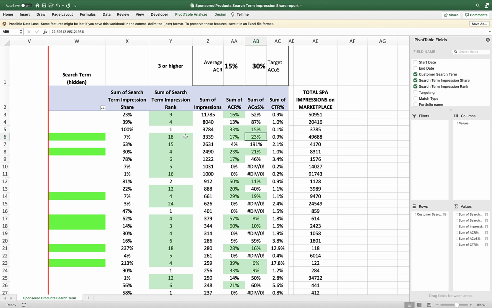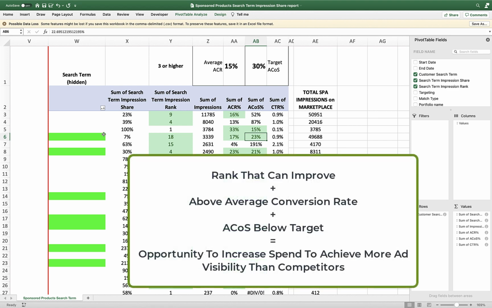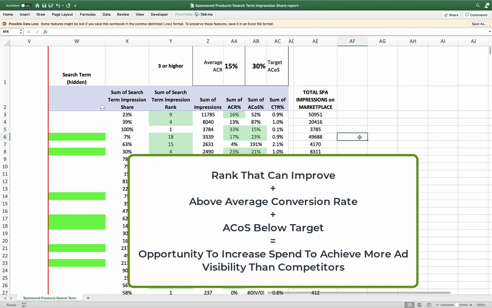I do not need to rank number one for every single one of these. Only the ones that are going to give me a positive ROI, that have room for me to grow from a profitability standpoint, as in ACoS hasn't reached target, hasn't reached break even, and the conversion rate is above average. So in these examples, where all three criteria show up, I'm going to go back and look at these individual search terms, and I'm going to say, okay, how can I be more aggressive in my ads? Hopefully that helps, and good luck with it.